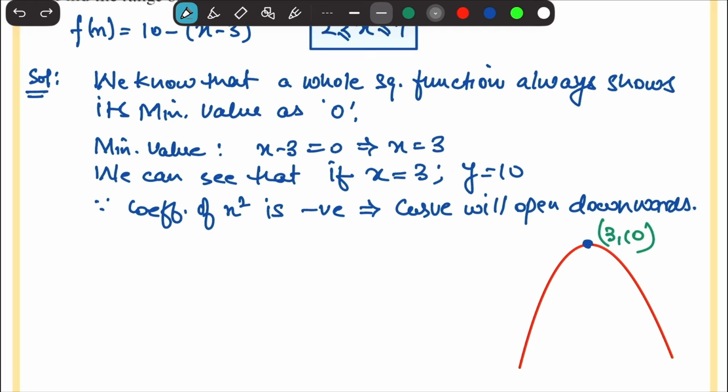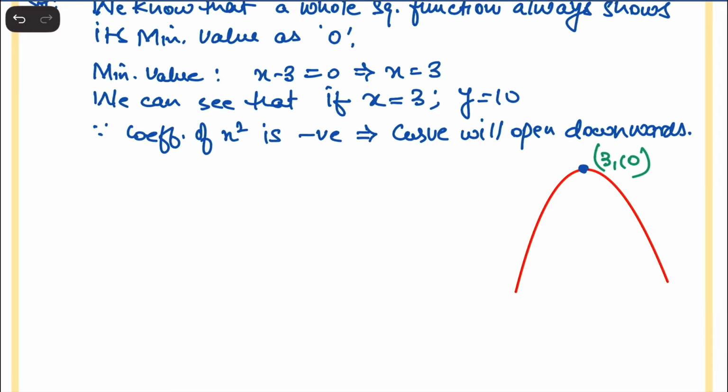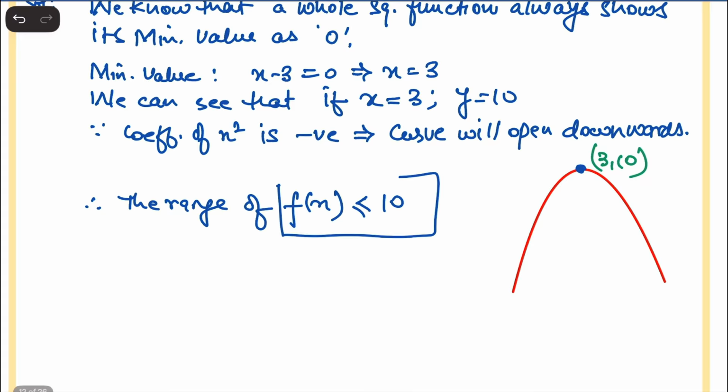So based on this, we can say very clearly that therefore the range of f of x is defined as f of x less than or equal to 10. So this is the final answer for this given question. Please note this, and then we will move on to the next question of this video.